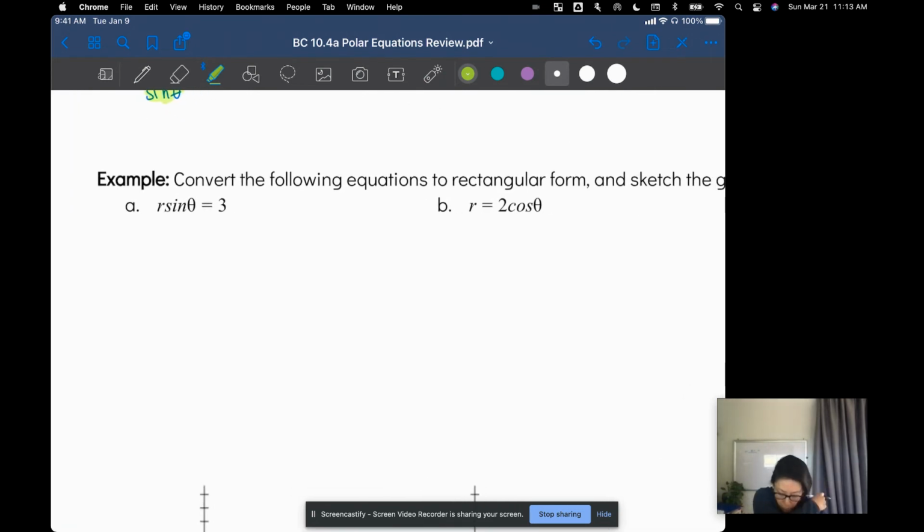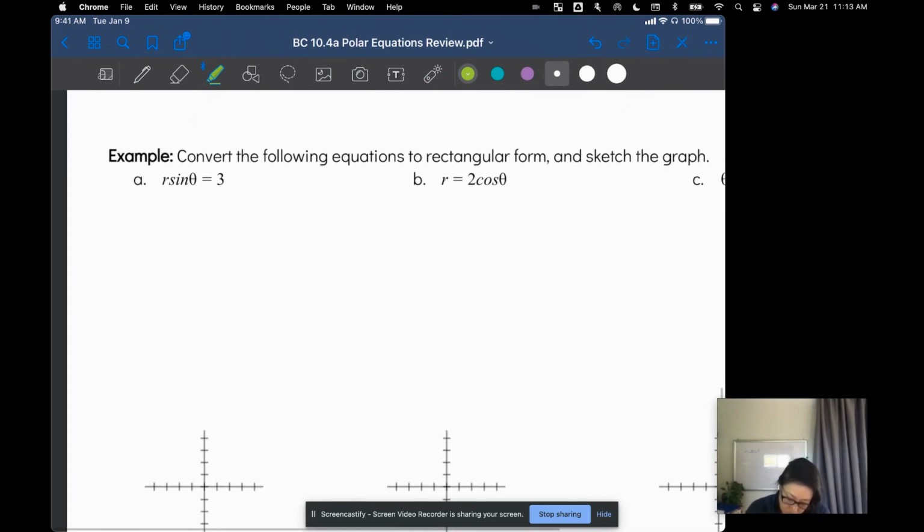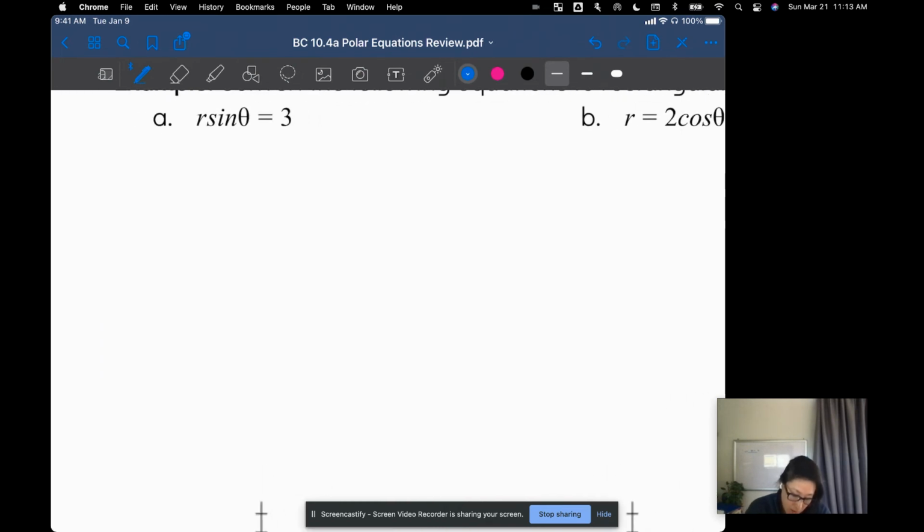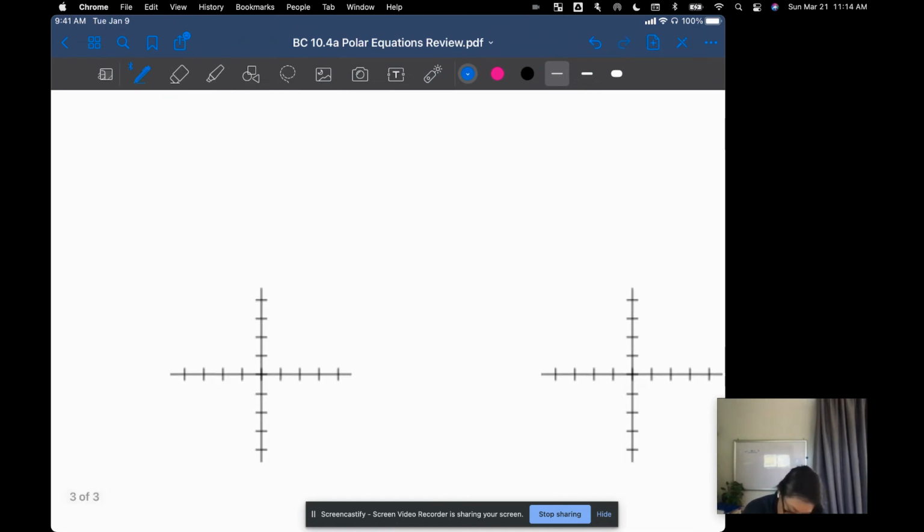We're going to convert the following equation to rectangular form and then sketch. So rectangular form means in terms of x and y, okay? And then, so I have r sine theta is equal to 3, and then we need to use our toolkit. So I know that y is equal to r sine theta. So I can just replace the r sine theta with 3. So y is equal to 3. And y is equal to 3 looks like a horizontal line.